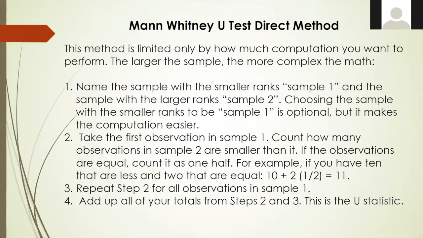Mann Whitney U Test direct method. The method is limited only by how much computation you want to perform. The larger the sample, the more complex the math. We have 4 steps for the Mann Whitney U Test direct method. First step, name the sample with the smaller length sample 1, and the sample with the larger length sample 2. Choosing the sample with the smaller length to be sample 1 is optional, but it makes the computation easier.